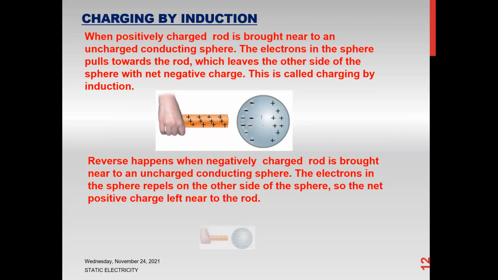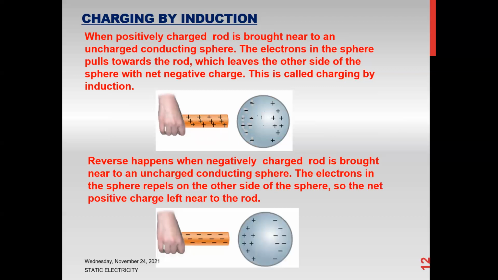But the opposite will happen if we bring a negative charge rod, because like charges repel. This time the electrons move away from the charge rod and towards the other side. We call this distribution of charge created due to a charge rod charging by induction. Is the concept of charging by induction clear? Any doubt till this point?